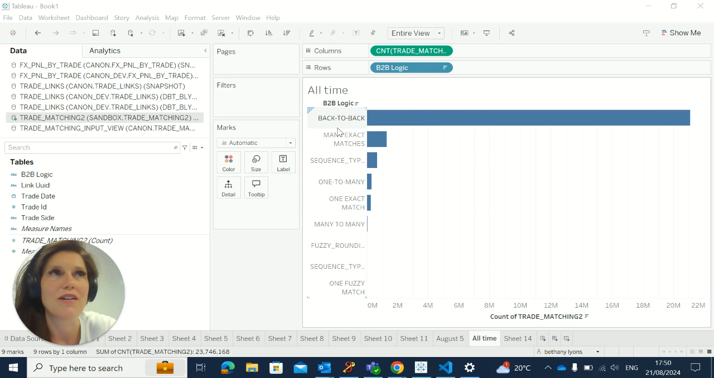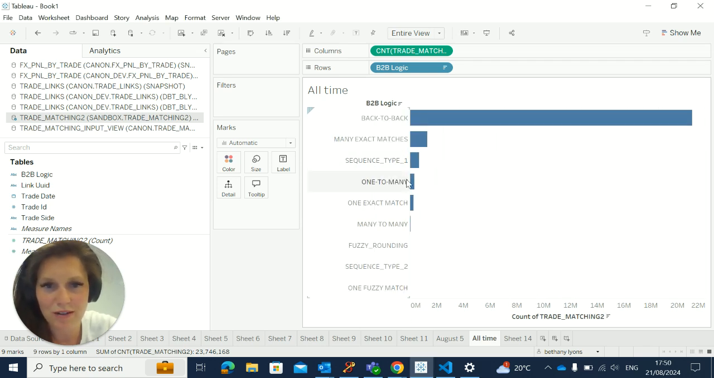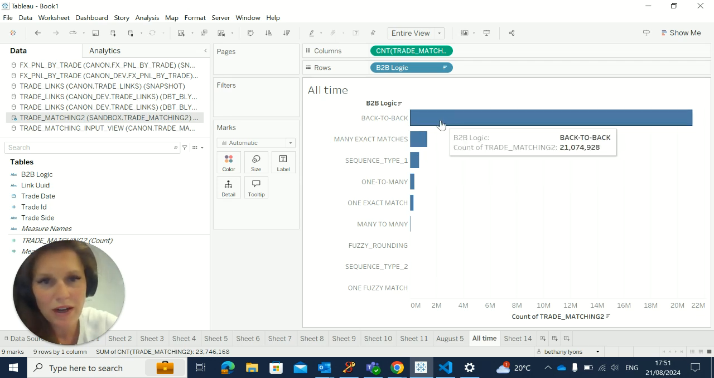So it evaluates, is it a back-to-back trade? No, then move on and check if it's an exact match. If not, check if it's sequence type one. If not, check if it's sequence type two, et cetera, et cetera. It runs different logic checks on the remainder that didn't get matched in the previous stage. So if you look across the whole data set, most of the trades are back-to-back trades.